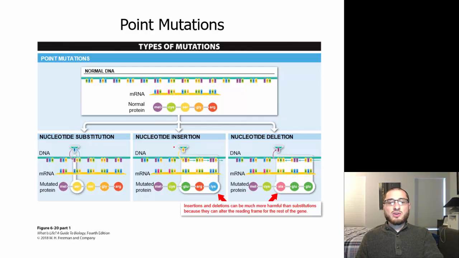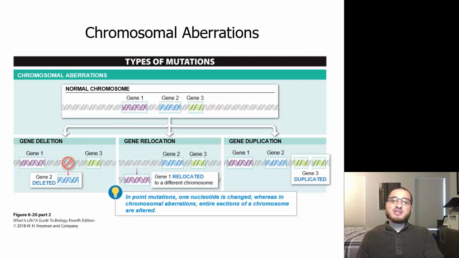You can have an insertion, where now a new letter is inserted and it kind of throws off the rest of the code. Or you can have a deletion, where you're removing a letter, or nucleotide, I should say, and it is now throwing off the whole sequence of the rest. So all of them have the potential to change the traits that we see, because if you change the genotype, then you can change the phenotype.